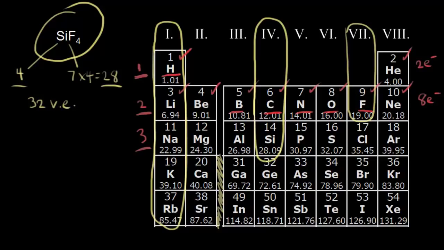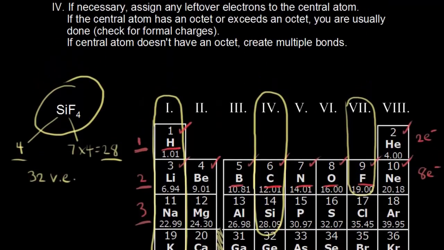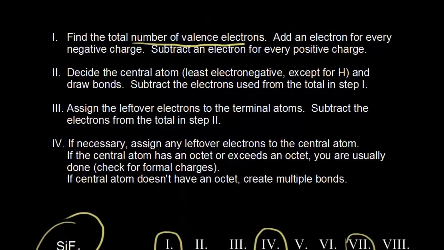So let's go ahead and move on to the next step. Let's go back up here and look at our guidelines. So we've figured out how many valence electrons we need to account for in our dot structure.